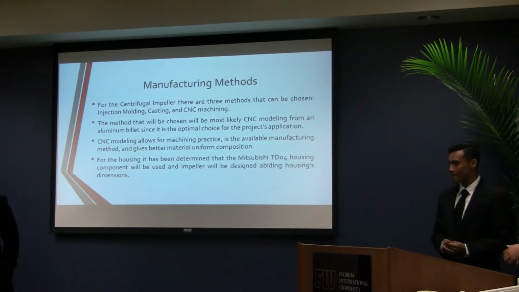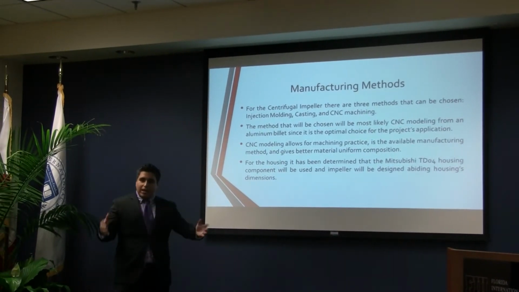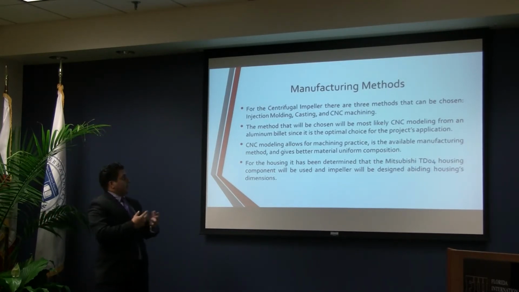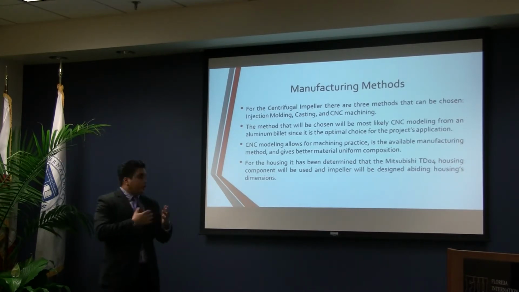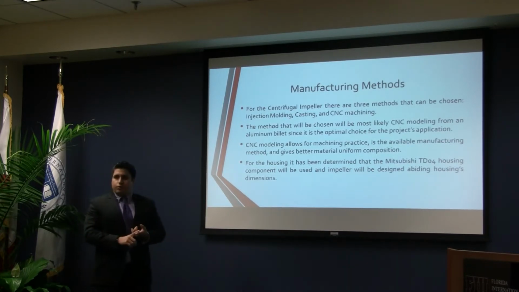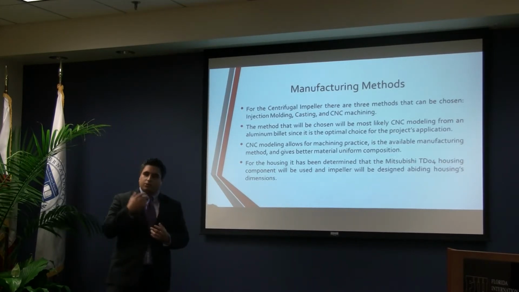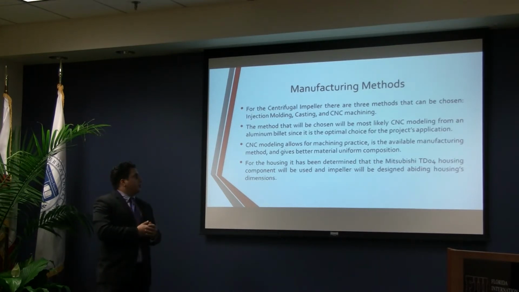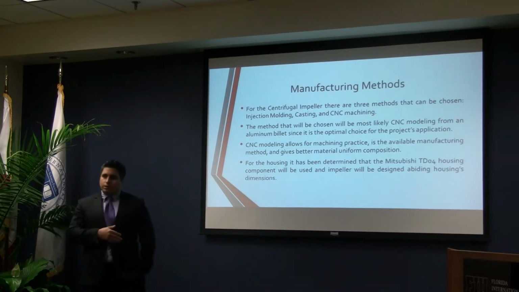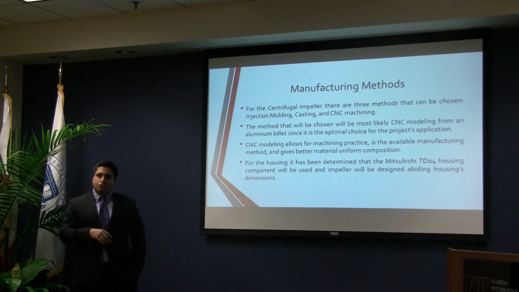All right, so for the manufacturing methods, we know that there are 3 methods that we can choose from. There's injection molding, which is profitable and better for mass production. That is what most companies use nowadays because it's for commercialized parts. Then casting is another method that we can use, but for our project's application, we are going to use CNC machining for a few reasons. One, machining practice helps us better familiarize ourselves with actually being able to use the CNC machines and helps us further our education. Two, it is the available manufacturing method that we have on site, and we will be able to use that in conjunction with Richard Zuccarelli. And it also gives better, uniform material composition of the part.